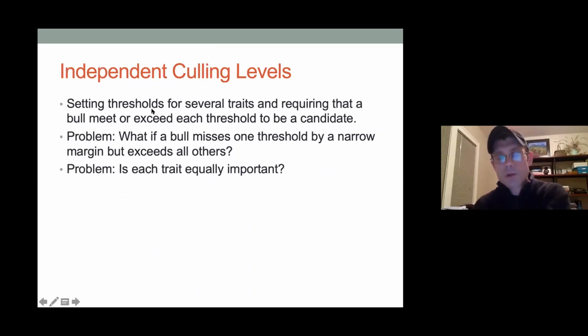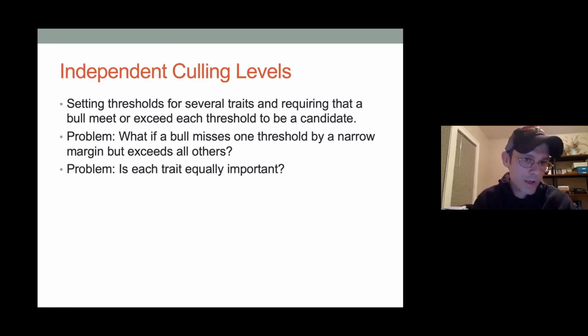Independent culling levels. I wanted to mention this because, in my experience, a lot of bull buyers do this. They set kind of ad hoc thresholds for several traits and require a bull to meet all of those thresholds before he's a candidate to purchase. The problem with this method is, what happens if a bull misses one threshold by just a little bit, but exceeds all others? Should you really dismiss him?